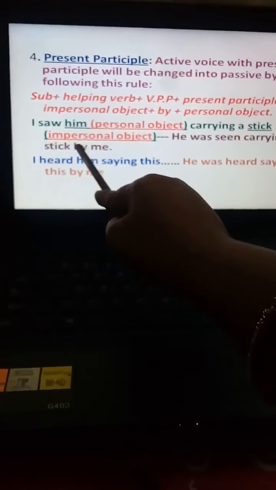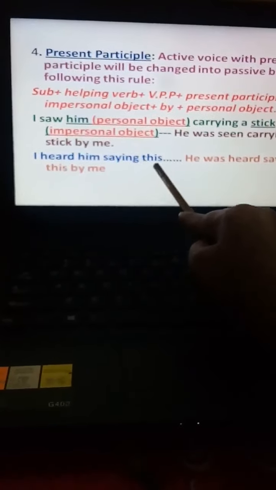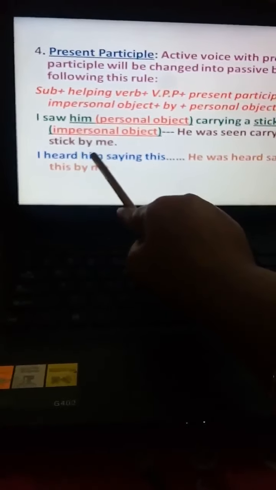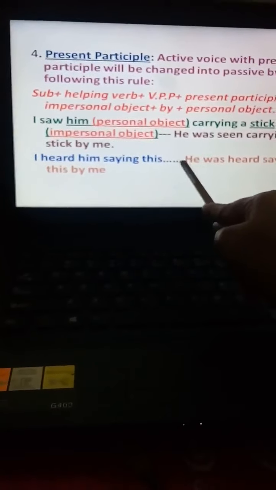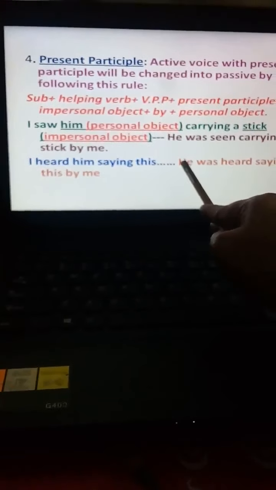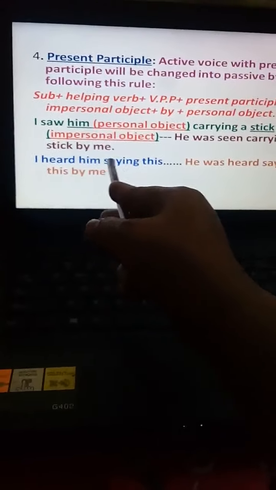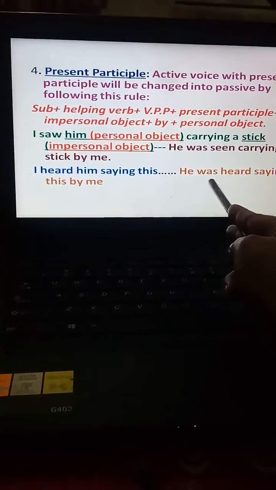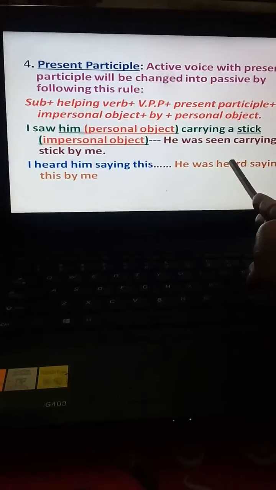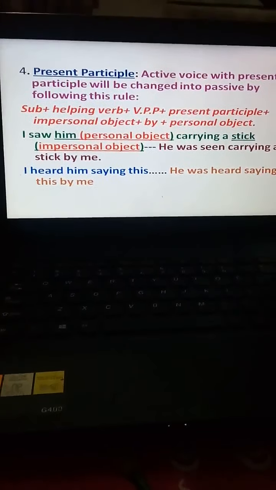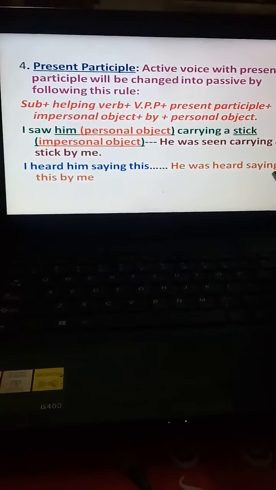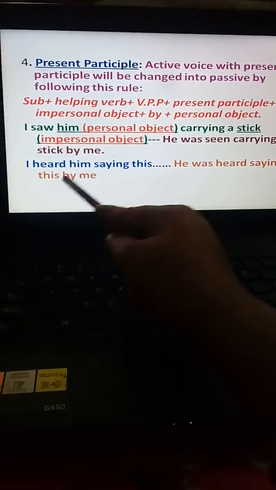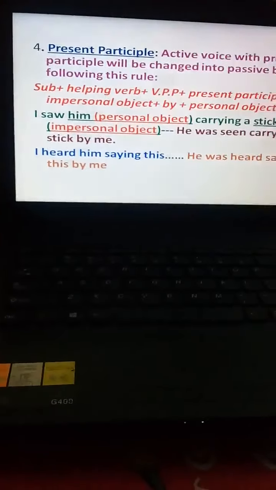Here, him is a personal object and this is an impersonal object. That is why the subjective form of him, that is he, should be used as the subject of the passive form. As it is written in the simple past tense, that is why was is used. He was heard, with the past participle form of the main verb. Saying is the present participle, and then this, that is the impersonal object. He was heard saying this by me. Okay.